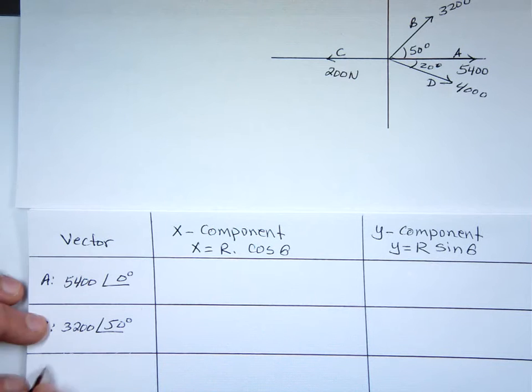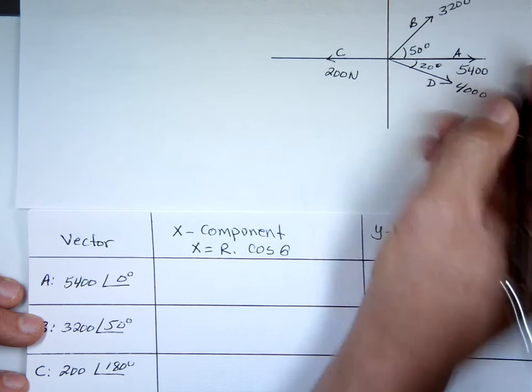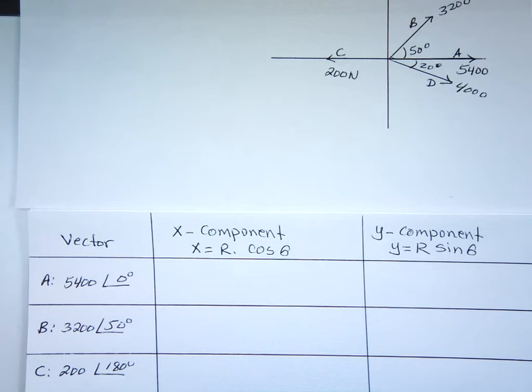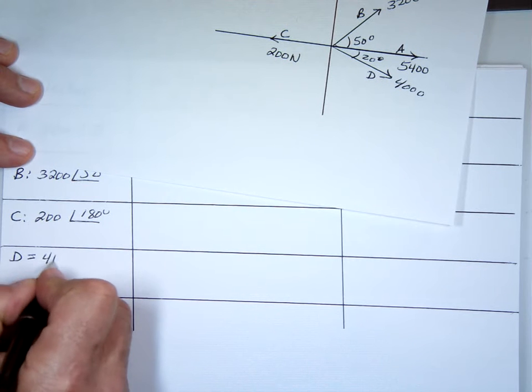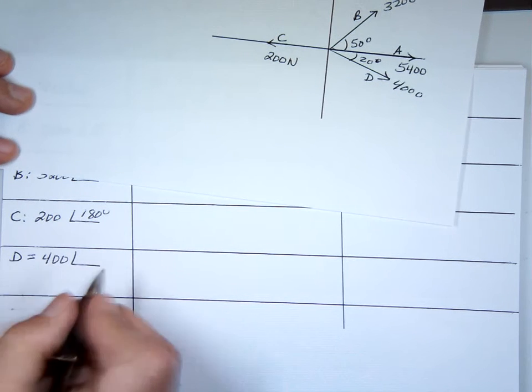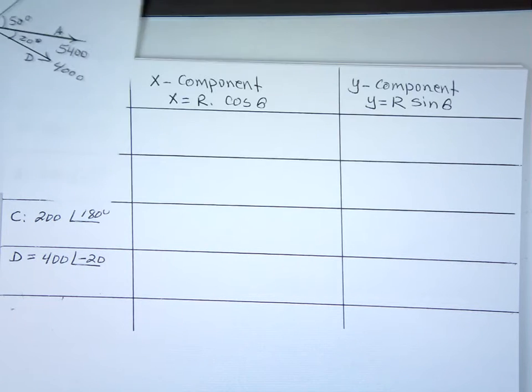Vector C is what? 200. In what direction? What's the direction for C? 180. You're going backward. You always measure from this line, from the positive. And vector D, and the value of D here is what? 4,000. In what direction? I can use negative 20, or I can use what? 340? Doesn't matter. So you can use a negative value.